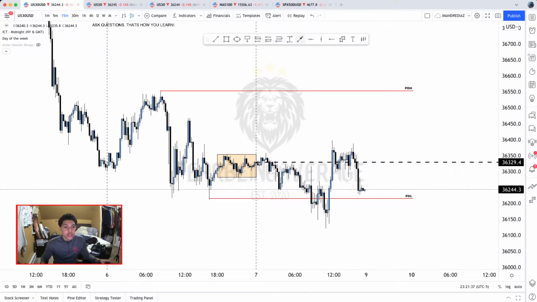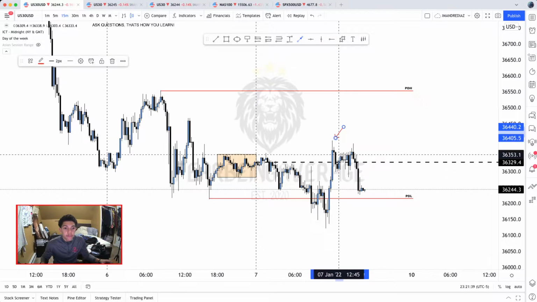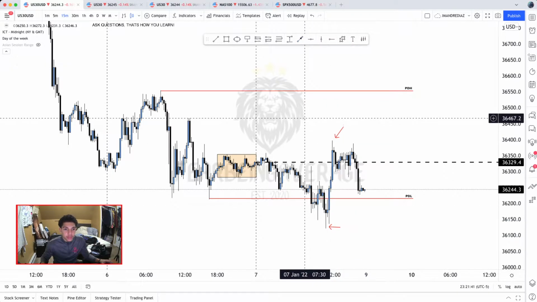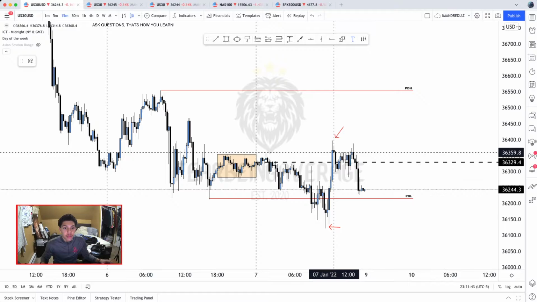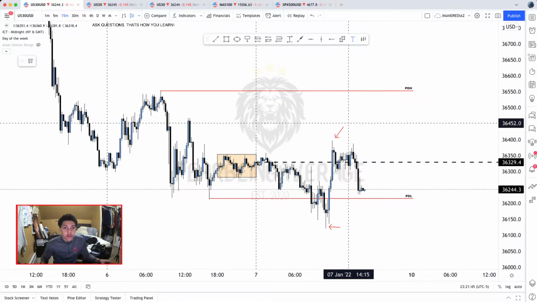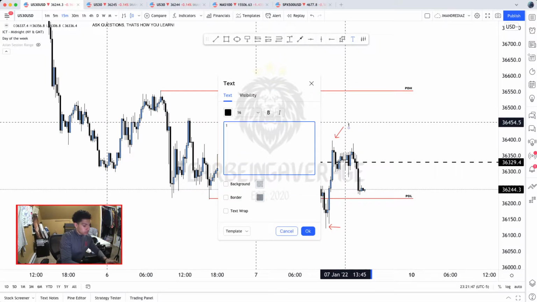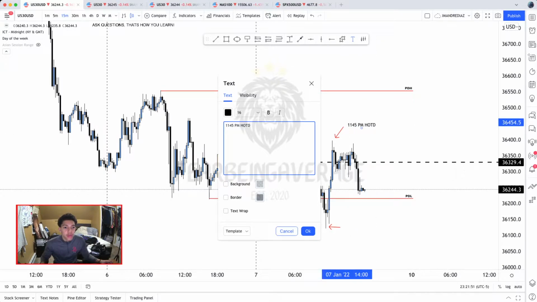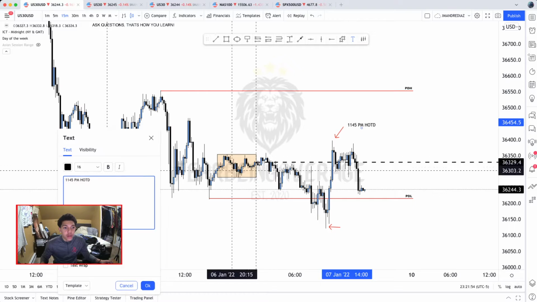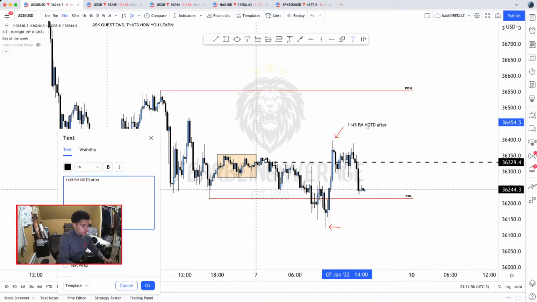So first things first, I want to pay attention to the high of the day and the low of the day. Right here, the high of the day was created at 11:45, after clearing this Asian session high. Clearing AR high, which is Asian range high.